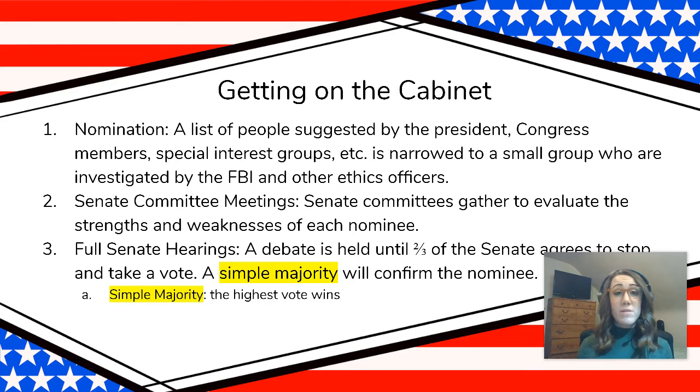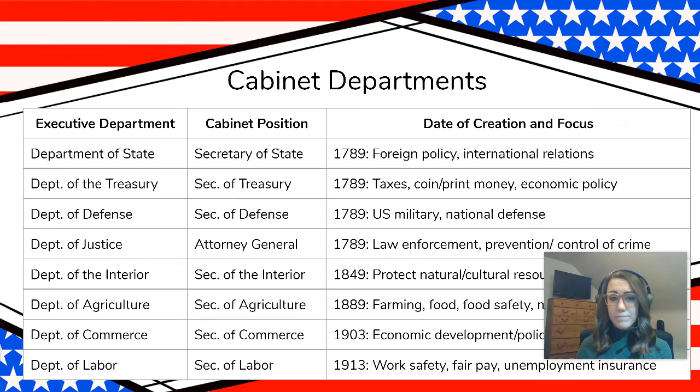So again, just to briefly review that process, first they are nominated, then they are reviewed by a small committee in the Senate, then the whole Senate reviews them, and once 2/3 of them are ready to vote, they take a vote, and a simple majority wins. So that's how you get on the cabinet, but who's on it? There are 16 departments, therefore 16 cabinet positions. So let's go over them very briefly.